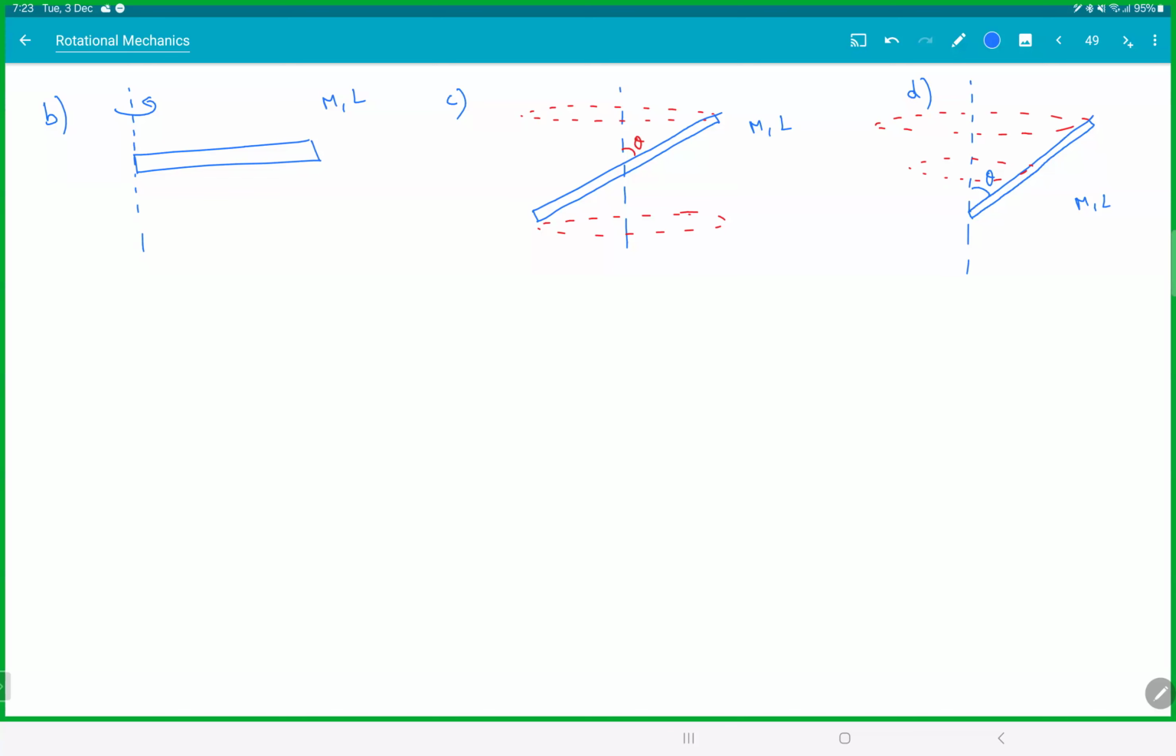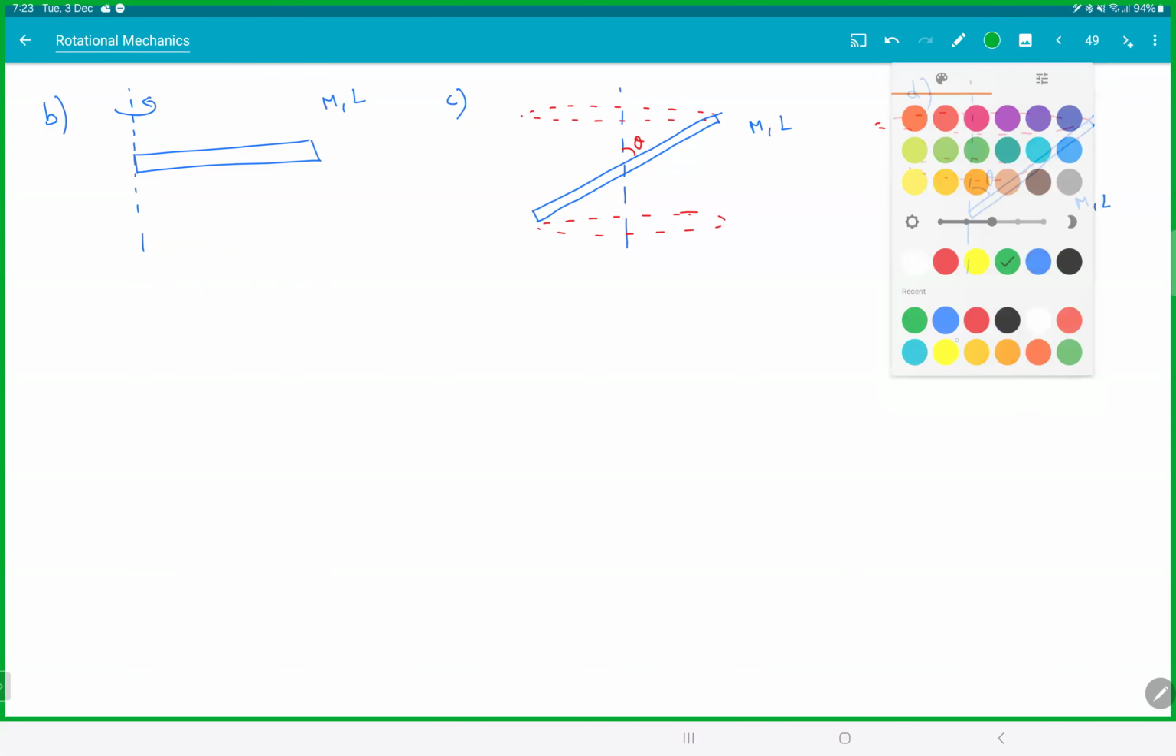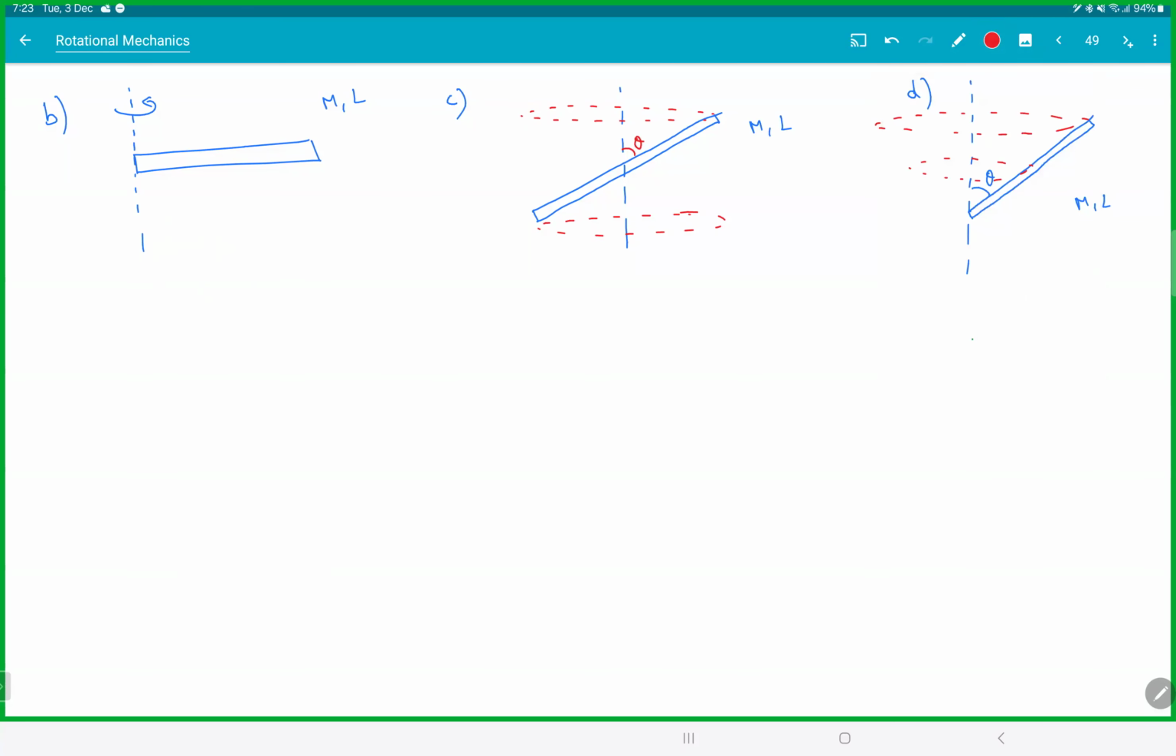Look at the first one, B bar. Same story. At a distance x, take a small slice. So it is same as the previous one. So dm will be m by L dx. So the moment of inertia will be integral dm r square, which is integral m by L dx x square. The only thing that changes is the limits.